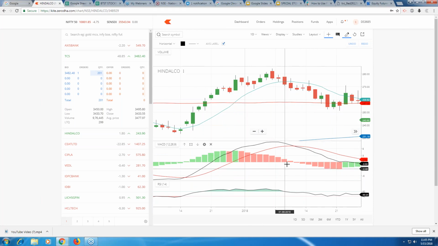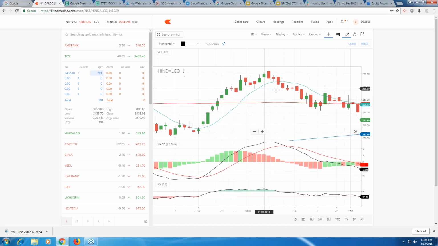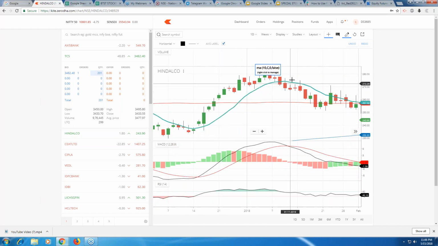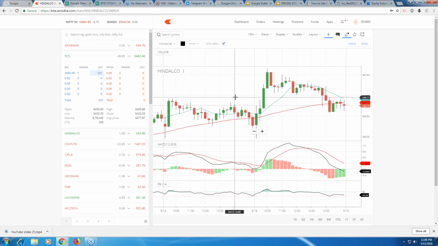And this day, which is 9th of January, you can see the piercing candle. The candle is piercing the 10 moving average. And this candle, which is forming on the 10th of January, you can see the price rejection. If you go to the 15 minutes graph, you'll be able to see clearly that on 10th January there was a clear price rejection, and you can enter. So let me just take you there.